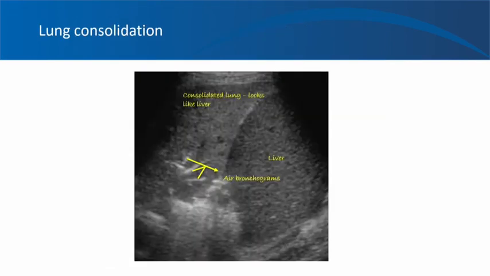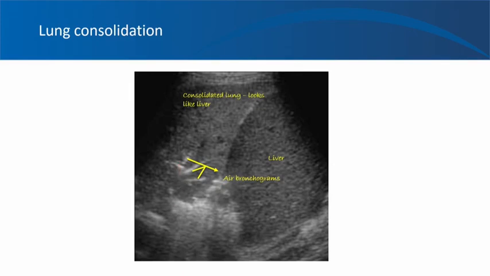Okay, now another common pathology that you would encounter is pneumonia. So consolidated lung looks like liver on ultrasound, and it has a tissue density unlike the normal air-filled lung, but it is superior to the diaphragm. So this is the liver here, and this is the diaphragm. And again, you are seeing something like liver here, that is the lung that became like liver. That represents consolidated lung.